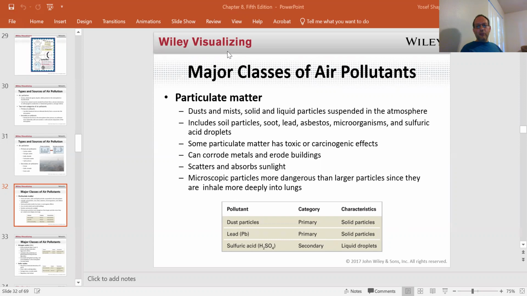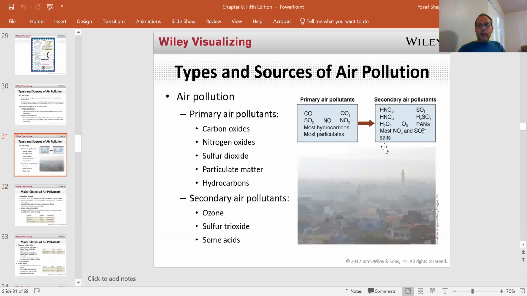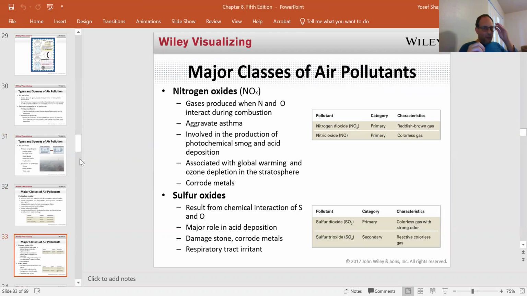And some of the pollutants we're talking about are things like dust particles, parts of lead from places where they're still using lead in the gasoline, and sulfuric acid, which we talked about before, which is a secondary pollutant from different reactions that happen, as we saw over here, where you end up with sulfuric acid because you have various sulfur compounds mixed with the hydrogen in the air. So that's particulate matter.